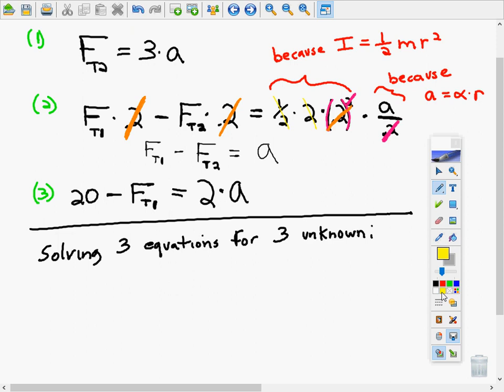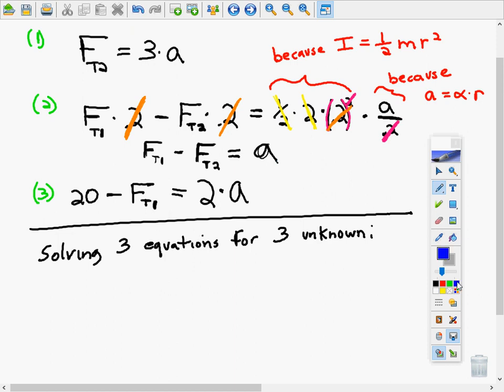And then notice 1/2 times 2, they cancel out. So that second equation simplifies down hugely to ft1 minus ft2 is equal to a. So I have 3 equations now with 3 unknowns, a, ft1, and ft2. There's a variety of different ways of solving 3 equations for 3 unknowns. I'm just going to show you my approach.